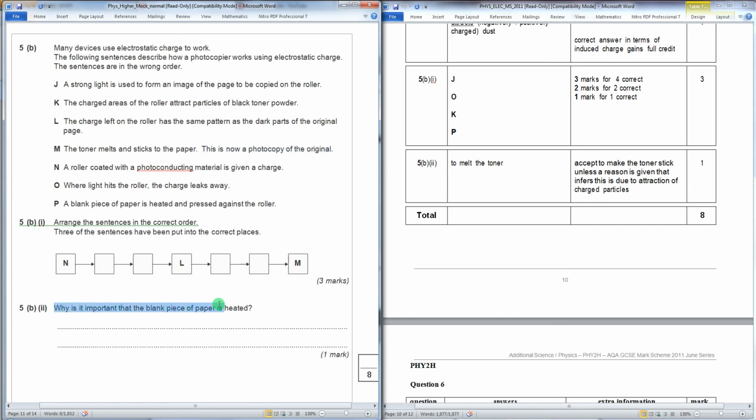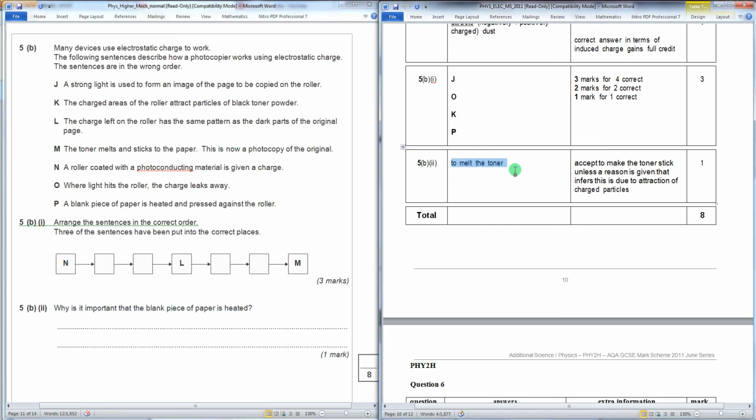And then 5b part 2. Well again, if you've read these descriptions, why is it important the blank piece of paper is heated? Well, it's heated so that the toner melts and sticks to the paper. They allow just to melt the toner, that's all you need to put there. You lose the mark if in any way you imply that the toner is sticking to the paper because of the heating, because of the static. The original reason that it sticks to the paper is the static charge, but obviously you can't just rely on that because that static charge will leak away. So melting the toner makes it permanently stuck to the paper after the static charge has originally stuck it to the paper.